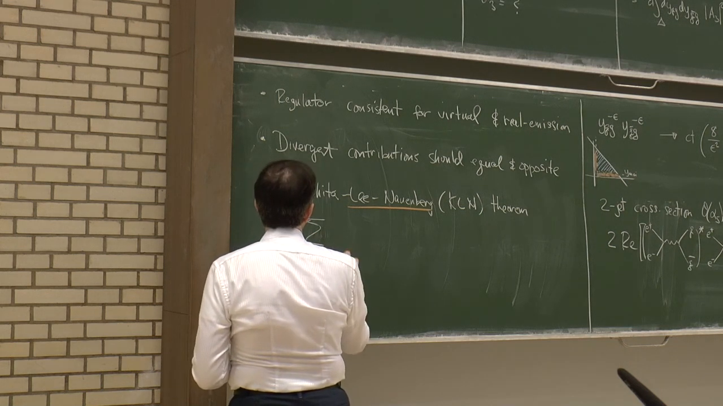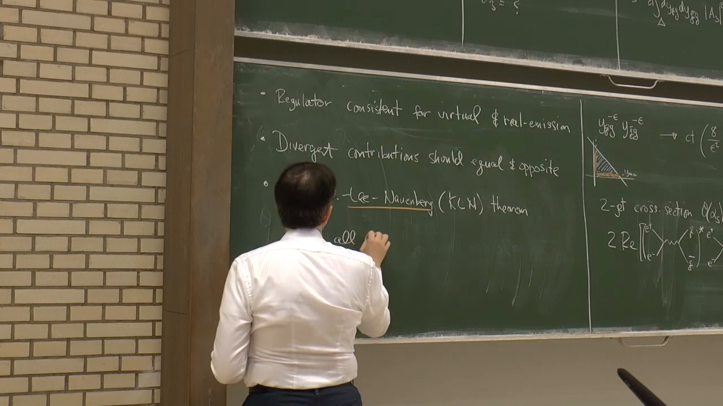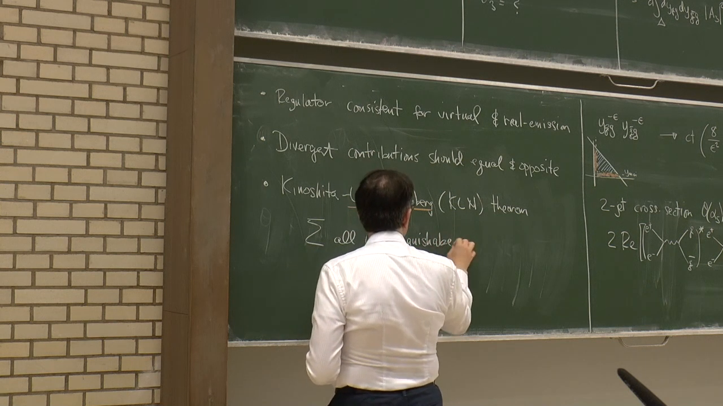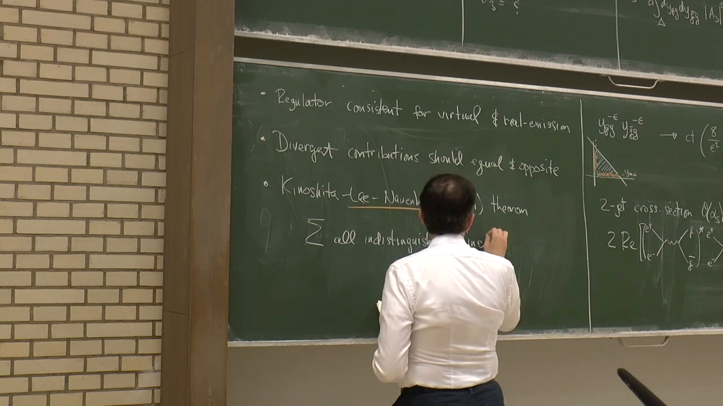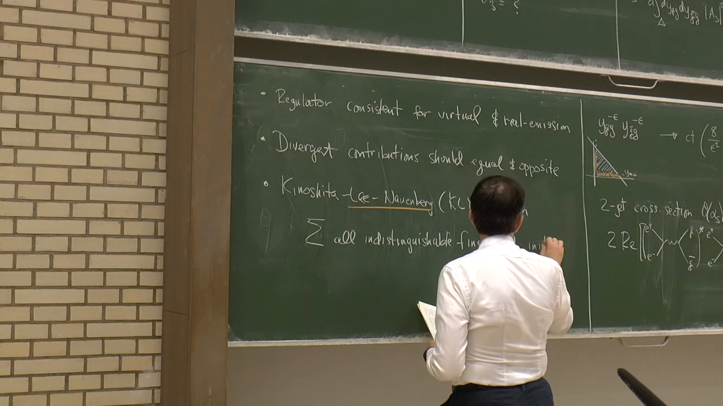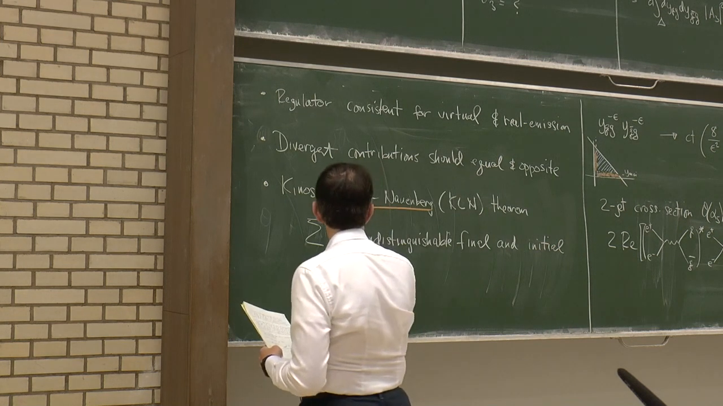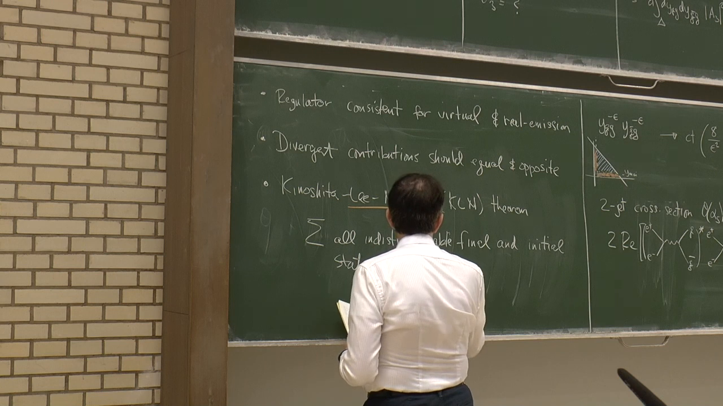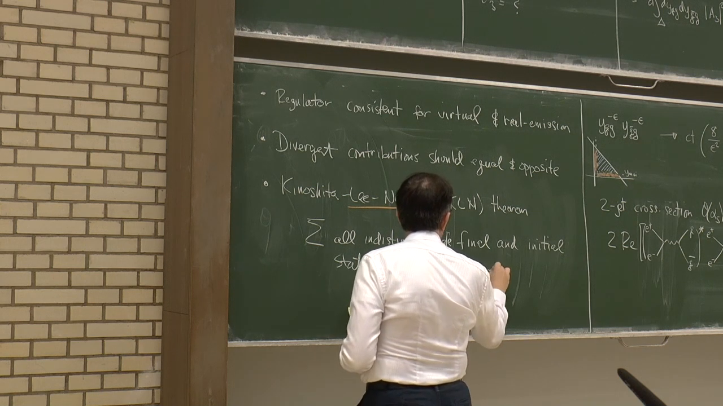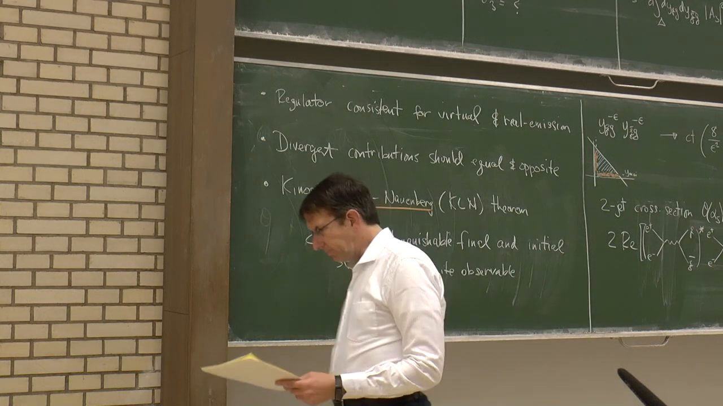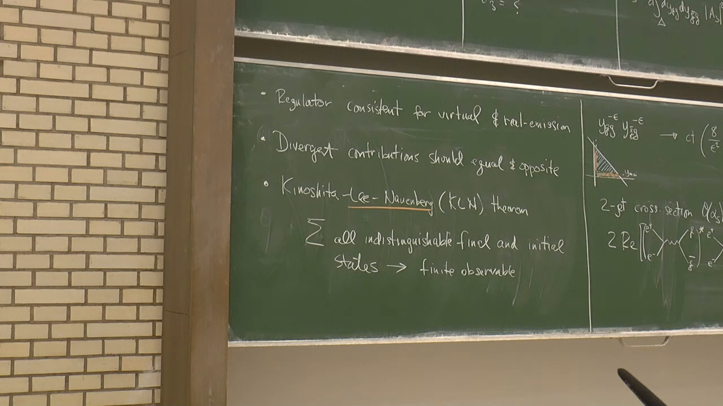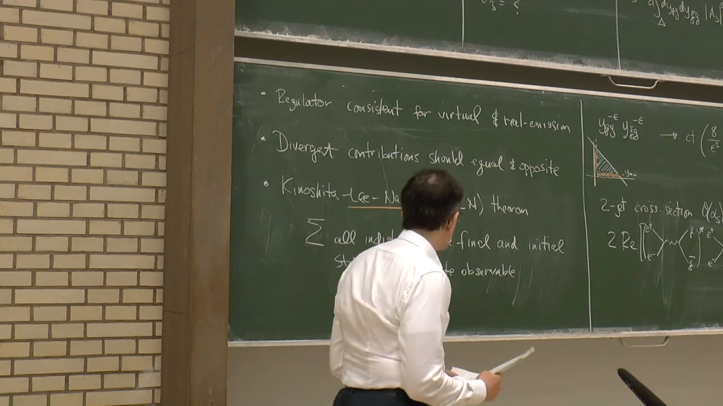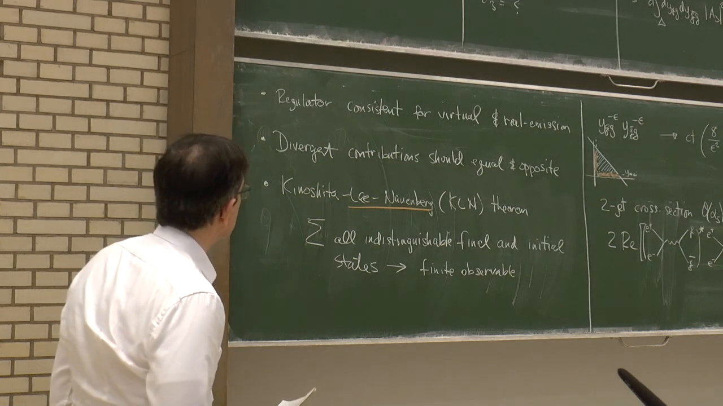And what it says is that if you sum over all indistinguishable final and initial states that gives rise to a finite observable. Doesn't matter what regulator you use. It doesn't really matter the details of the theory. It's a very general result in quantum mechanics, at least in the perturbative expansion of quantum mechanics.